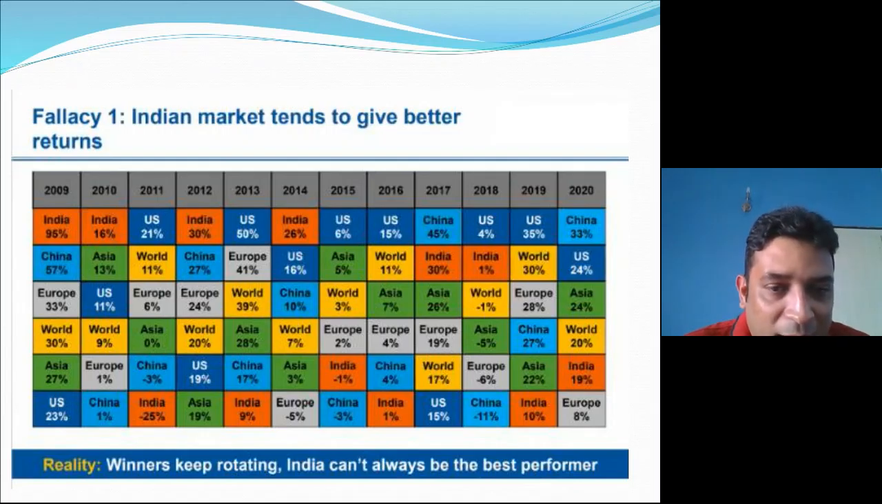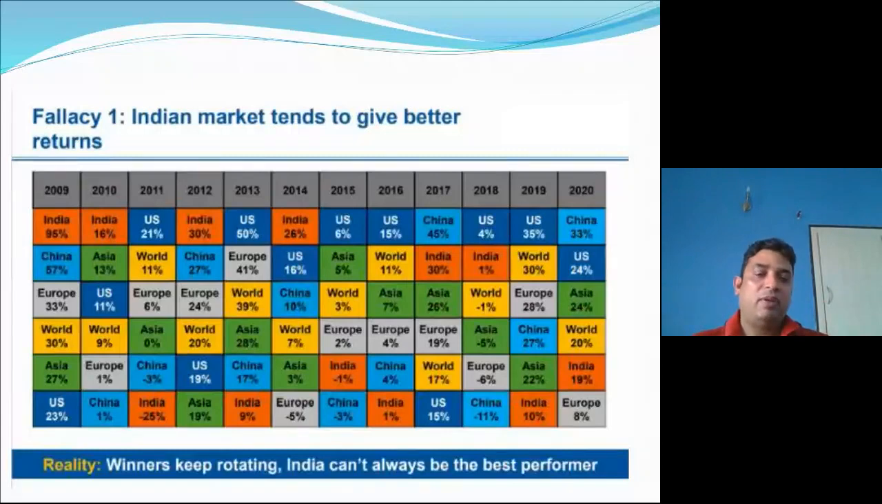In 2020, if you see who is gaining, I have seen the data point up here. In 2020 we have China, US, Asia, and then we have India. And then in 2019, we have seen the data point. In 2011, India has performed well. So every year, every country has performed well, some or the other. It is not like India has performed consistently every year over the years.